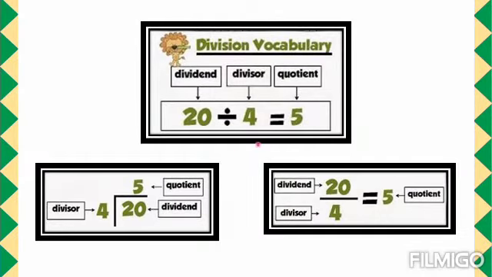Now class, aside from this short method, this is called short method division, you have your dividend, divisor, and quotient. Aside from this, we can also solve the numbers in this way. This is the long method division. This 20 is the dividend, this 4 is the divisor, and the 5 is the quotient. Now class, we can also write the division in this way. Your number on top is the dividend, the number below is the divisor, and your answer here is the 5, which is the quotient.